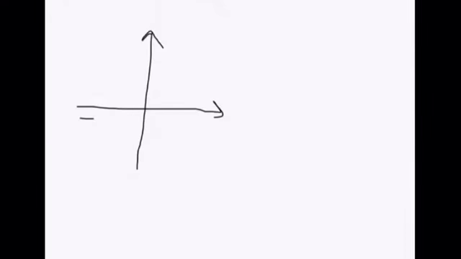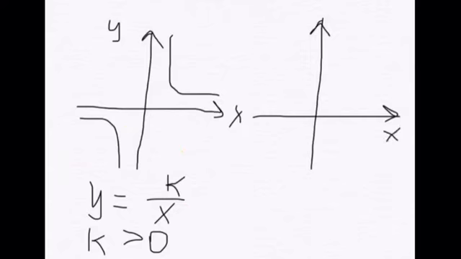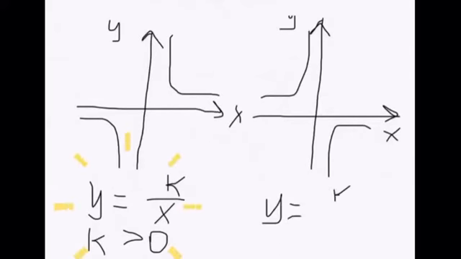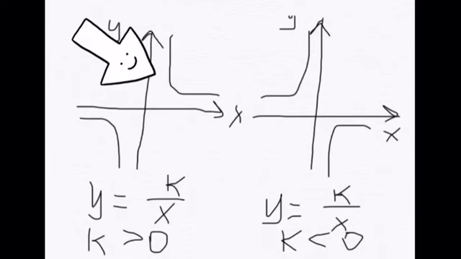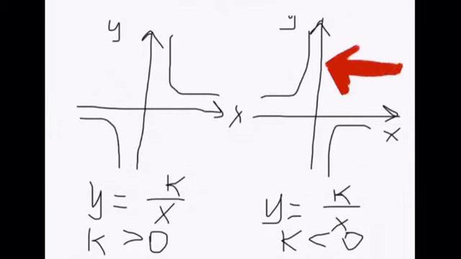Now let's look at the general shape of a reciprocal graph. If y equals k over x and k is bigger than 0, then the asymptote is going to occur on the top right and bottom left.